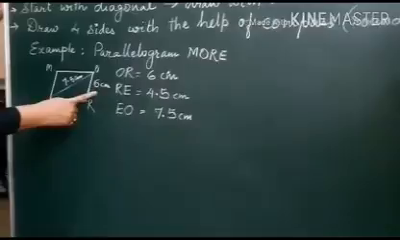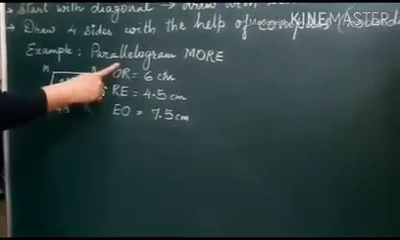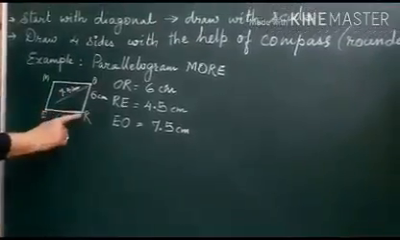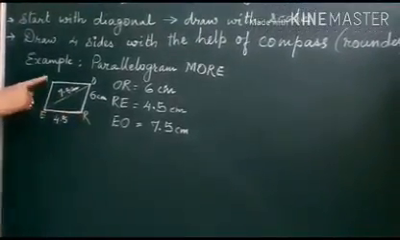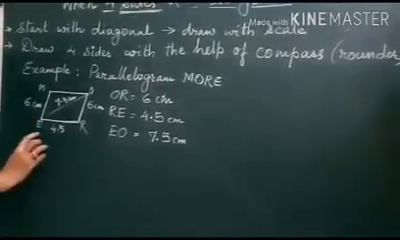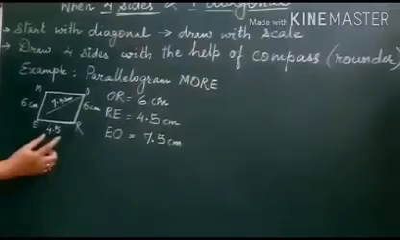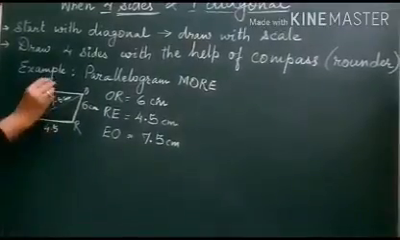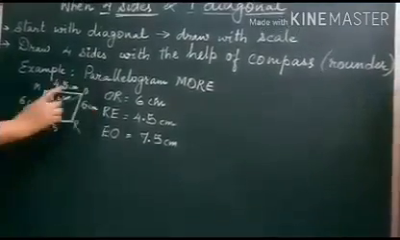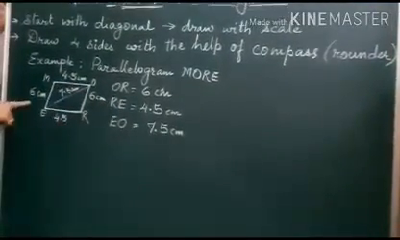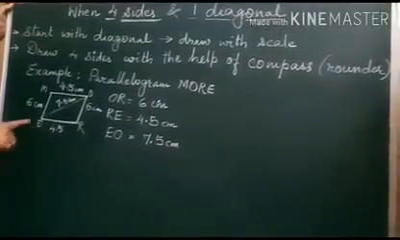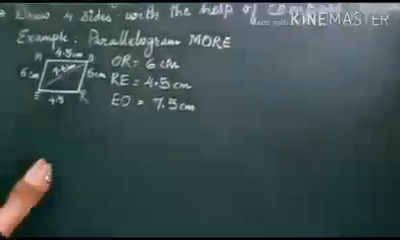Now only 3 are given, but using the property of a parallelogram, we know that opposite sides are equal. So OR is 6 centimeter, so EM also will be 6 centimeter. Similarly, ER is 4.5, so its opposite side also is 4.5 centimeter. So this is how we use the property, and now we have 5 measurements given to us. To draw this, we will start with the diagonal. So I am showing the rough figure here.